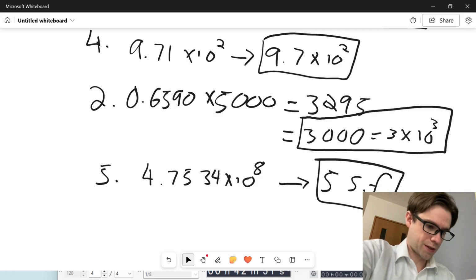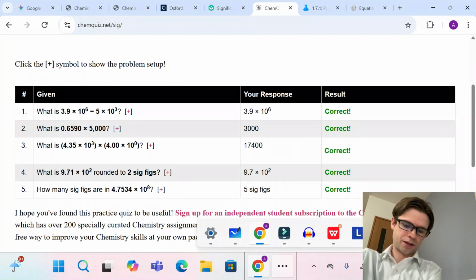So I'm going to go try and put these back into the quiz and hopefully get all the answers correct. If not, that would be embarrassing. So these are correct. You can do similar quizzes like this and set it up for yourself. Let's go back.